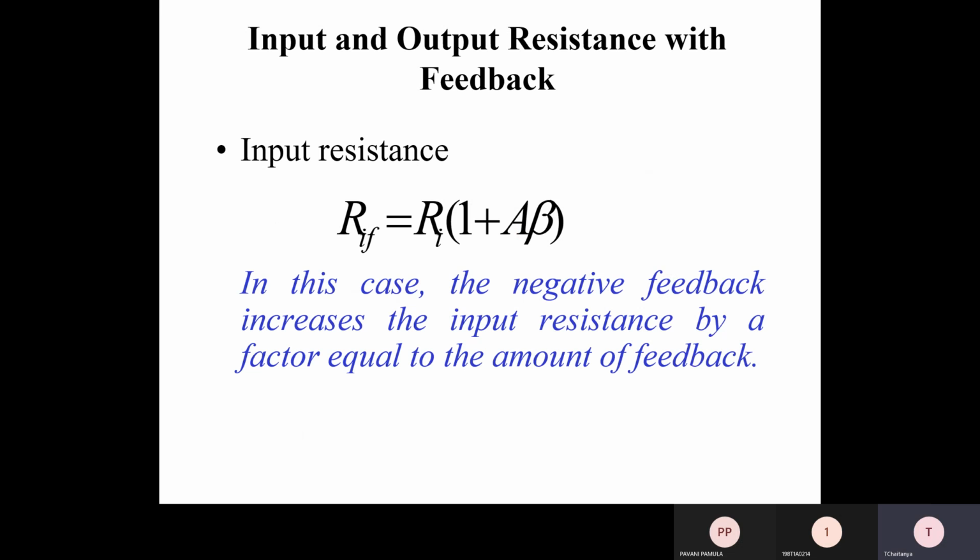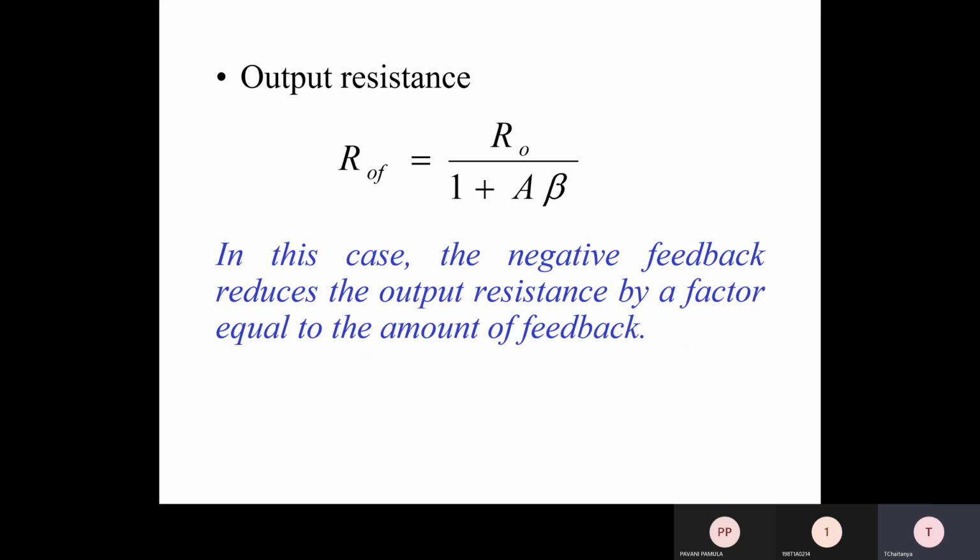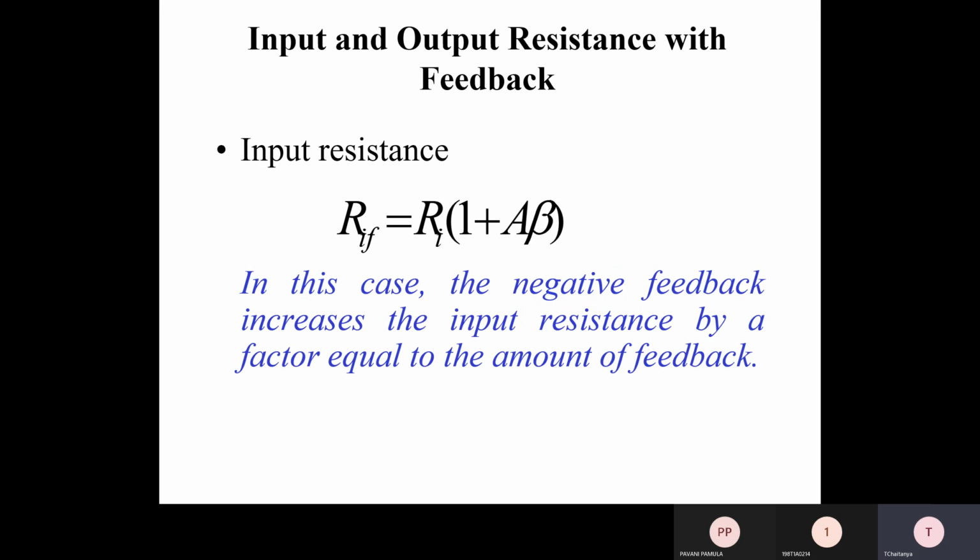The input and output resistance with the feedback: RIF is Ri into 1 plus A beta. So this is the relation. Negative feedback increases the input resistance by a factor equal to the amount of feedback. The output resistance is R0F equal to R0 divided by 1 plus A beta. So the output resistance formula is ROF equals R0 divided by 1 plus A beta, and the input resistance formula is RIF equals Ri into 1 plus A beta.